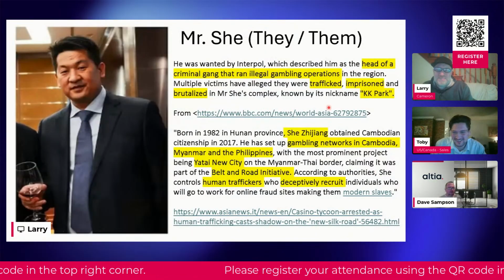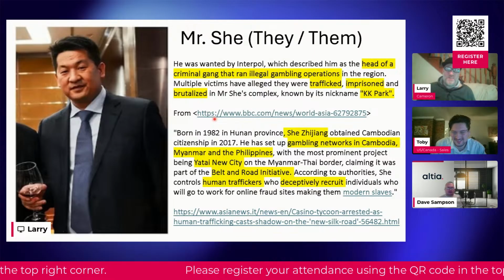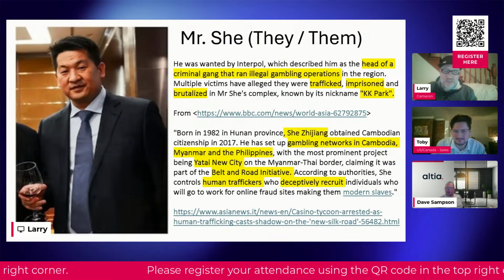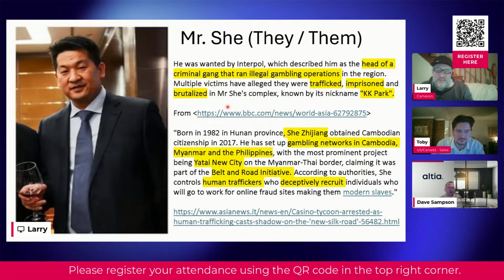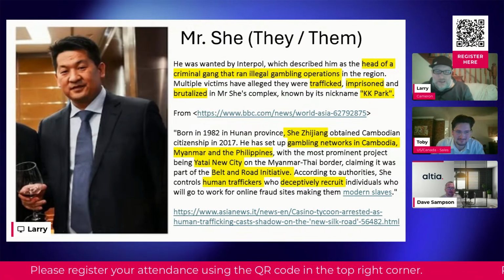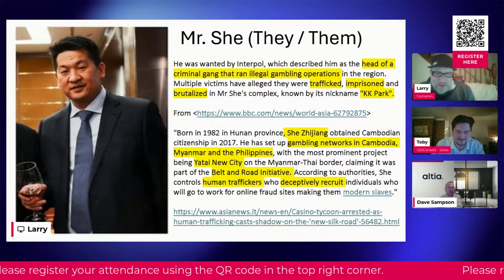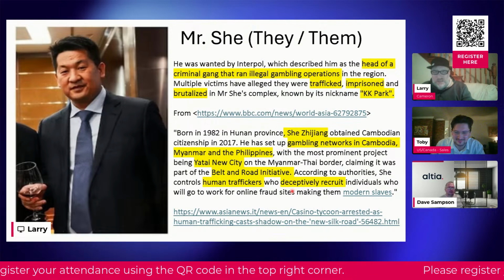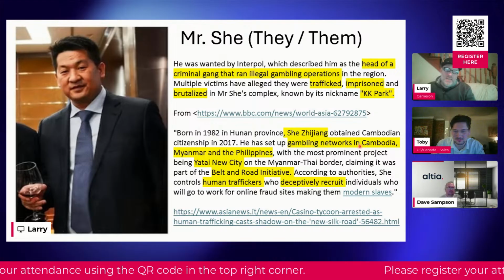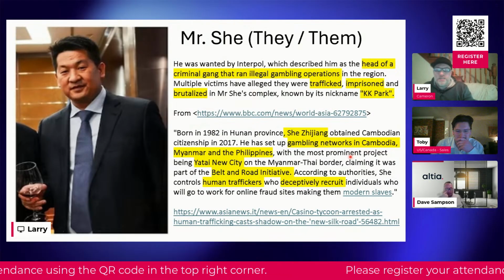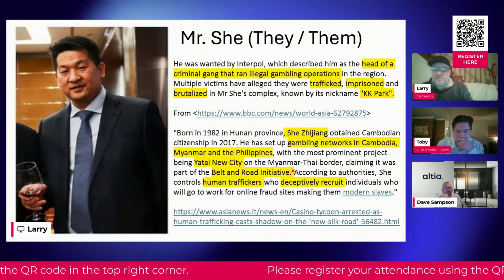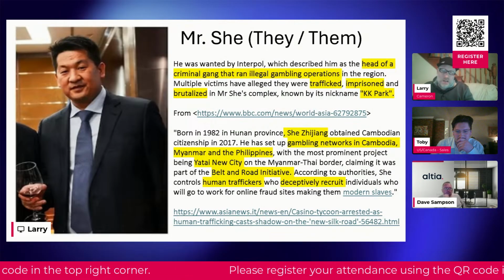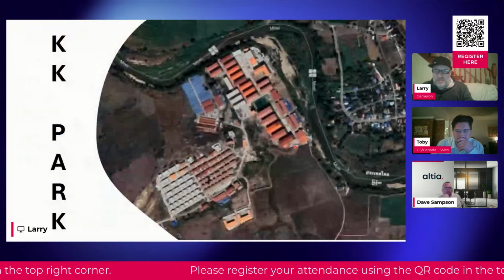Exactly. So who was actually doing it? We found out this is the guy that owns the KK Park, Mr. Shi. He identifies as they, them. That was kind of a joke that I did way back when. So gambling networks in Cambodia. He started in Cambodia, then through the international pressure moved to Myanmar, Philippines, Thailand, Laos, all over the place. So it's starting to spread out.